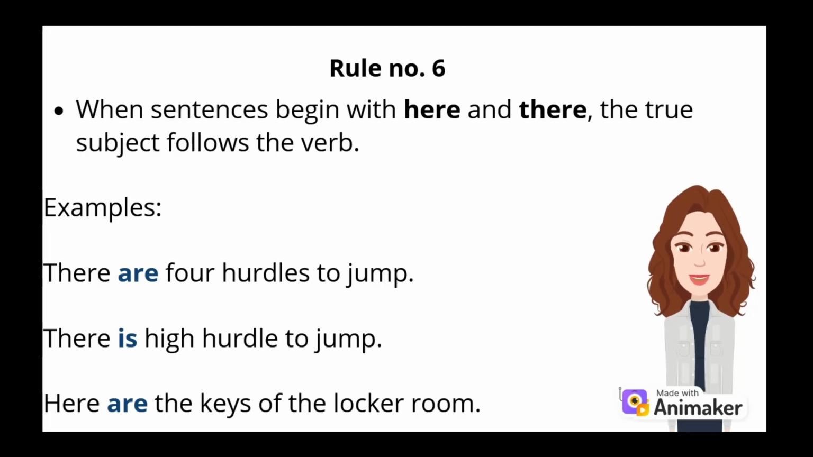Then, the next example is there is a high hurdle to jump. Here, the true subject is high hurdle, which is singular. As the subject is singular, the verb will also be singular. So, the verb will be is. And another example is here are the keys of the locker room. Here, the subject is keys, which is plural. As the subject is plural, the verb will be plural as well. So, the verb will be are.